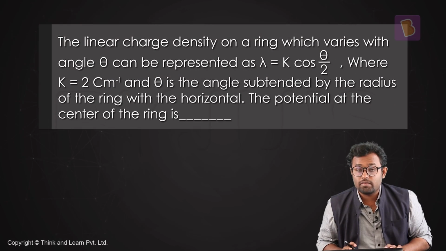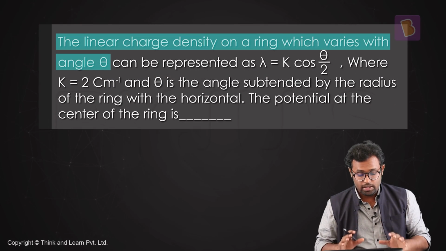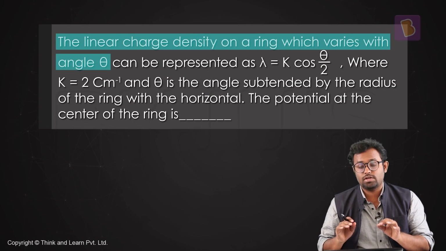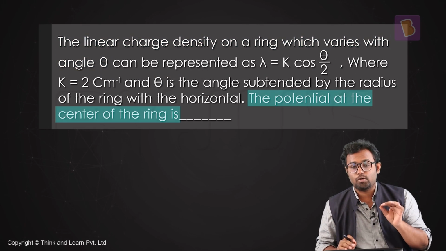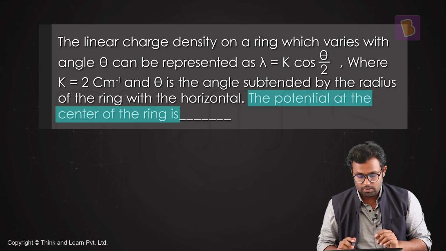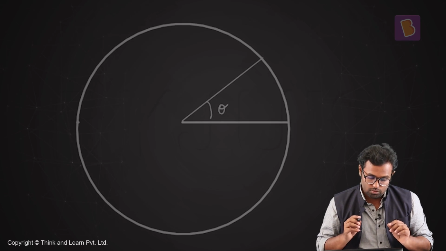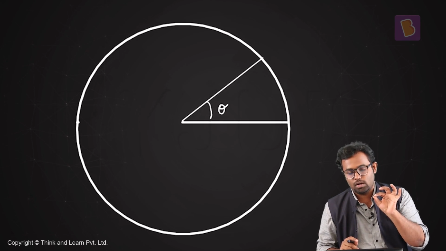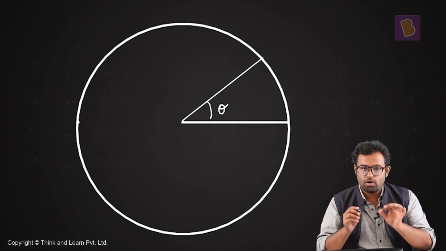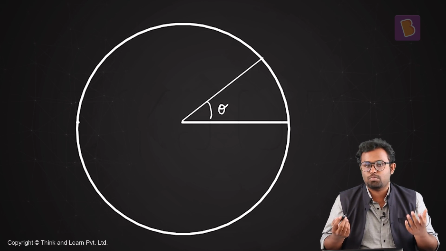In this problem you are given a linear charge density about a ring, and you can see that this density is not constant because it depends on theta. We are supposed to find the potential at the center of this ring. So how am I going to do this? I'm going to write the potential due to a very small element, and then add the potential due to all the elements, because potential is scalar.